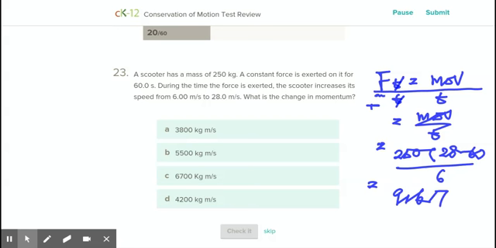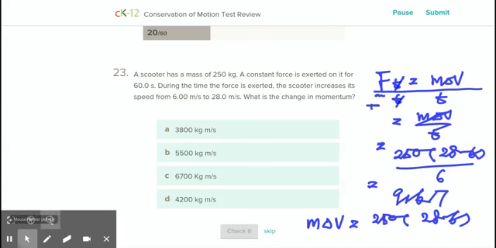Well, that one's even easier because it asks you what is the change in momentum. Change in momentum is just m delta v, right? So use 250 times 28 minus 6. 250 times 22 is 5,500. So the answer should be B.